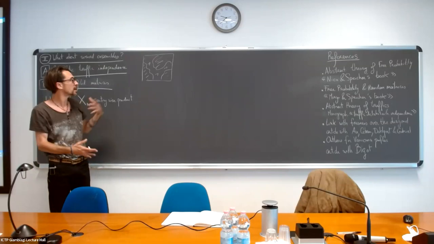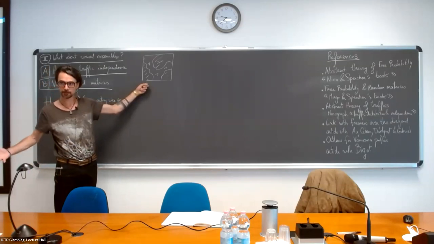We assume that this variance profile is macroscopic. Should I start again?